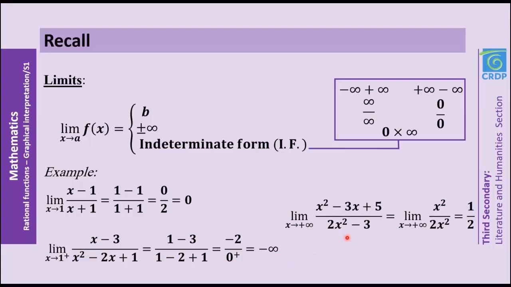In this final example, we want to determine the limit of this function as x tends to plus infinity. In such case, we need to take the highest power in the numerator and in the denominator. The highest power in the numerator was x squared, so we take x squared. The highest power in the denominator was also x squared, so we take 2x squared. X squared and x squared cancel each other, and we're left with half as the limit for this function when x tends to plus infinity.